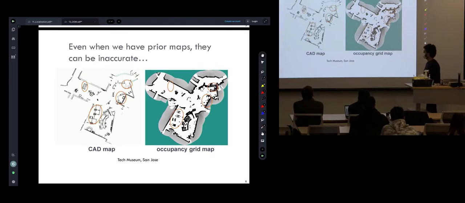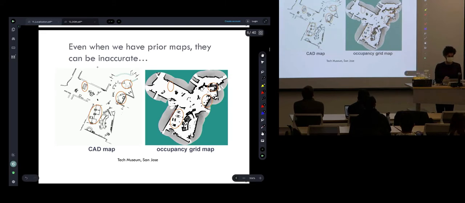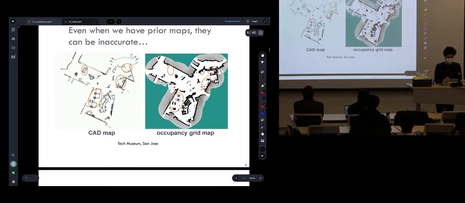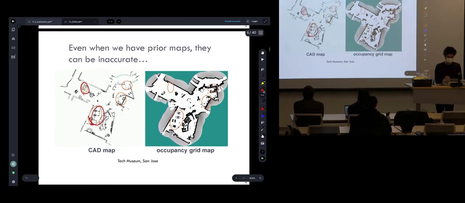So besides the environment being dynamic, there are also other motivations for building maps. A lot of times, even though we have prior information about the layout of a building, if it's an indoor mapping problem, it's probably good to know the structure, but the setup of an environment can change over time. For example, the CAD model might have this layout of furniture that you can see here. But at a later time, the setup can change. Or the environment itself can have small changes.